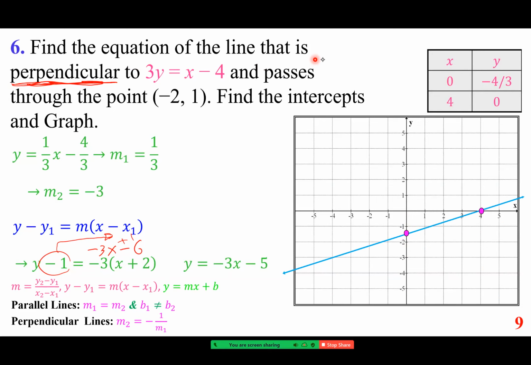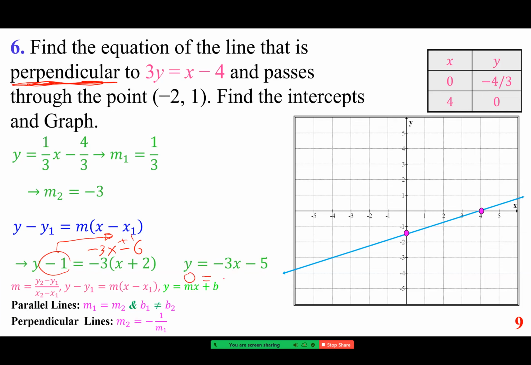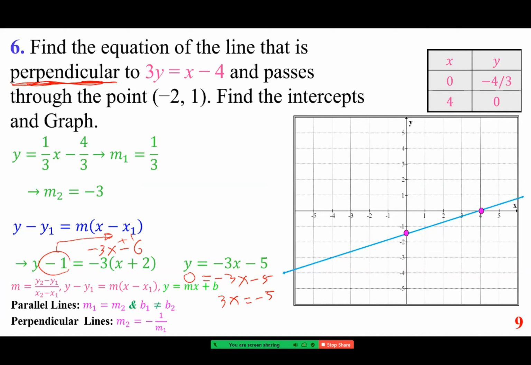What about the new line? Well, we need two pairs for them also. And again, this is your y-intercept. That means 0, -5. What about your x-intercept? If I set this one equal to 0, 3x equals -5, and x is -5/3.